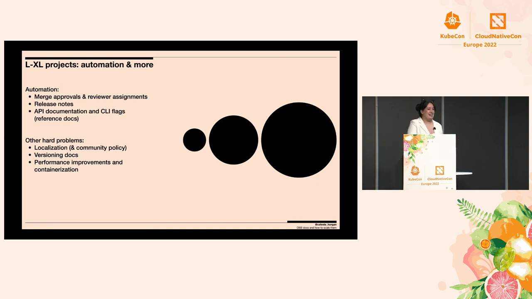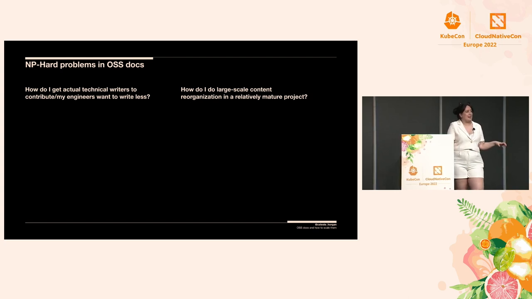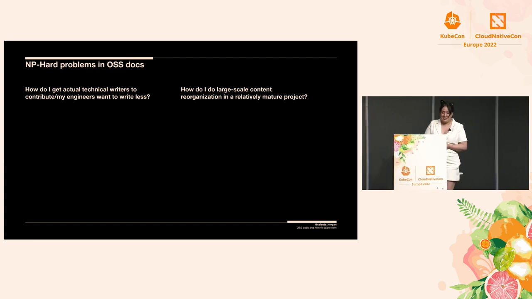Versioning docs is another one. Nate Waddington has done a ton of work on this, and I'm not gonna talk about it too much. What I would like to talk about, however, are what I consider the NP-hard problems of documentation in open source. These are NP-hard because no individual product can solve them. They are an artifact of open source as it is today. I find these fascinating, and that's why I'd like to bring your attention to them.